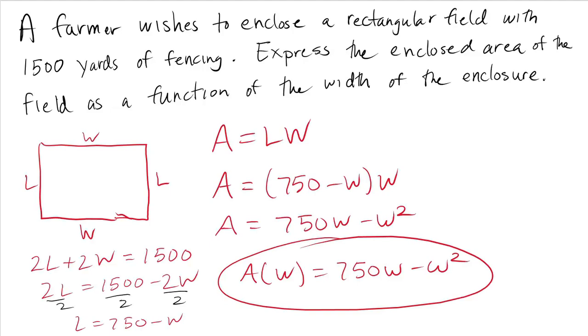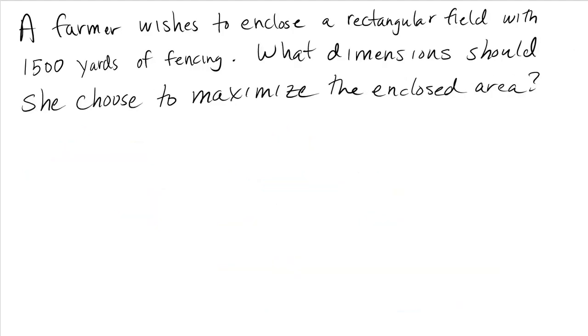In a prior lecture, we did this problem. A farmer wishes to enclose a rectangular field with 1,500 yards of fencing. Express the enclosed area of the field as a function of the width of the enclosure. So we said the area was the length times the width. We used the fact that the perimeter of the fence would be 1,500 yards to solve for L. We made a substitution, and we rewrote the area as a function of the width. And you'll notice that that function is quadratic. It's a polynomial function of degree 2. Let's steal that function and use it to answer our question.